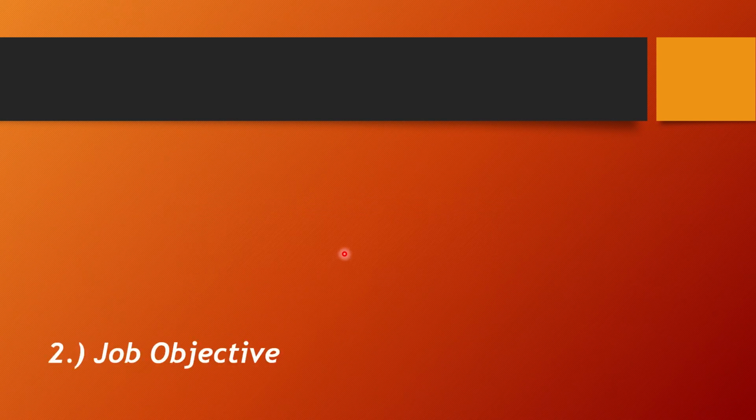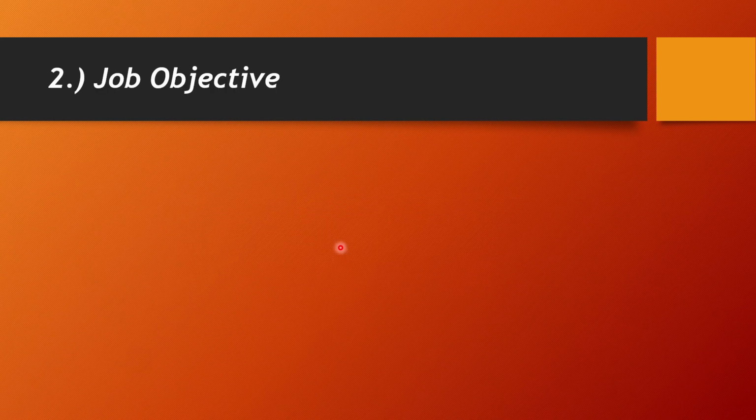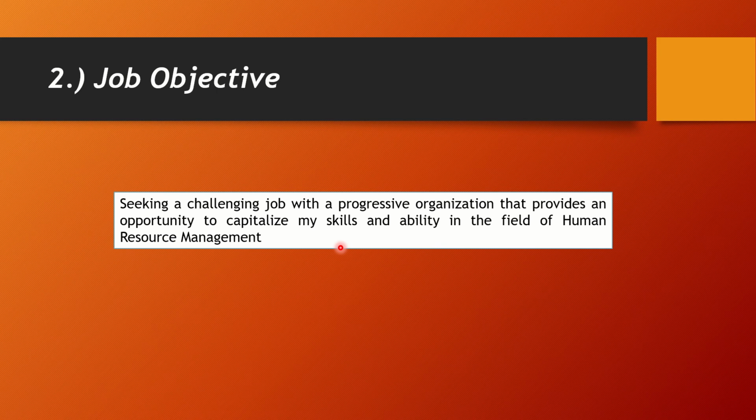Another is the job objective. Job objective is very crucial because it informs the employer if there is a match between the job vacancy and what you can offer. Crucial it is in the sense that what you write here must match what the company is looking for. No? And at the same time, you write here what you can offer to the company you are applying to. Like seeking a challenging job with a progressive organization that provides an opportunity to capitalize my skills and abilities in the field of human resource management.